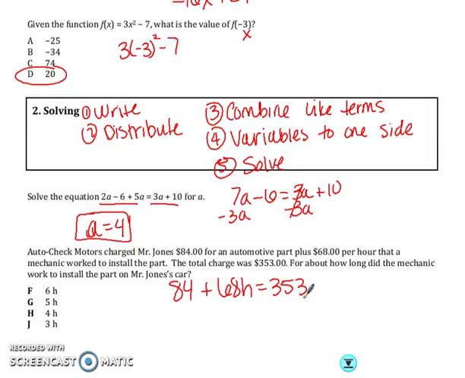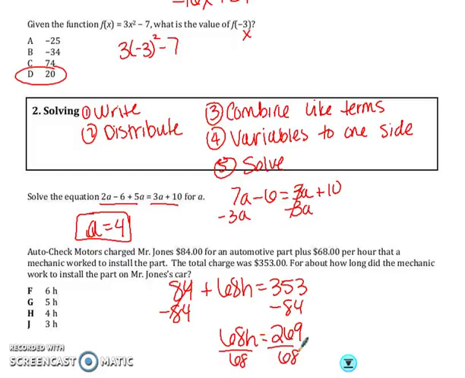So I wrote my equation, step 1. Step 2, distribute, no. Step 3, combine like terms, no. Step 4, variables on both sides, no. There's only one h there, so I just got to solve this. So I'm going to subtract 84 here. That goes away. And 68h equals, you do 353 minus 84 in your calculator. I'm going to do it in mine because it's going to take a while to do. 269. And then you divide by 68.